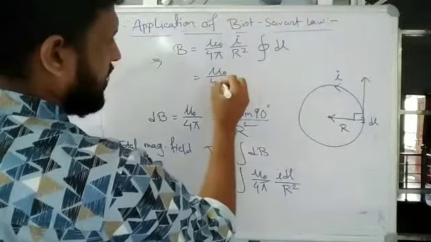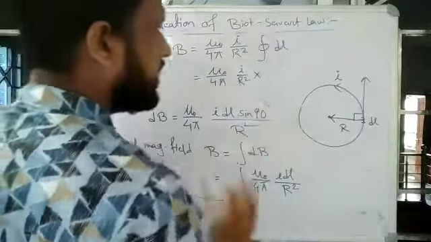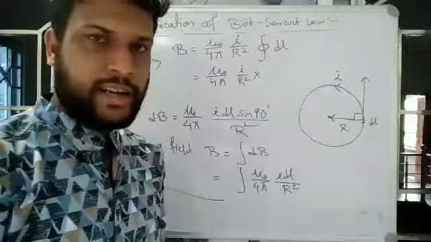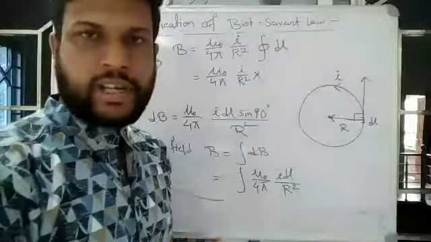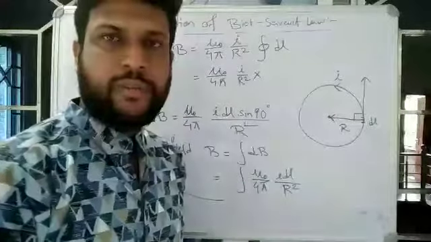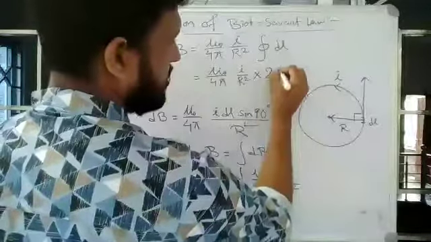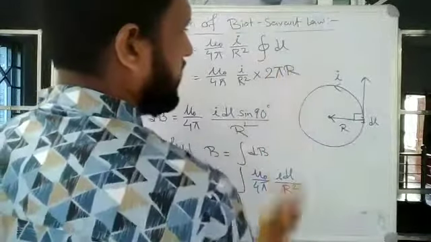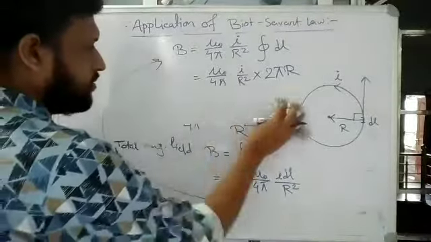So mu0 by 4 pi I by r square into closed integration of dl. So what is the length of this circle? Integration of dl means total length. So what is the length of this circle? Obviously it is the circumference. So the circumference is 2 pi r. Okay, everyone.